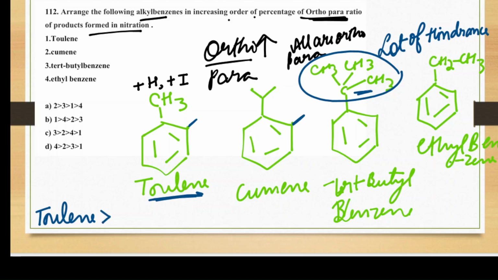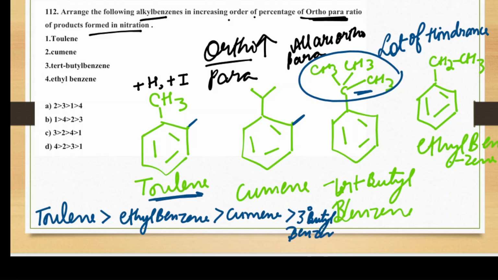So the ortho product will be formed in this molecule, followed by ethyl benzene, which is the next bulky one compared to methyl. Next we have cumene, which contains the isopropyl group, with a bit more hindrance compared to the ethyl substituent, and least will be the tertiary butyl benzene, the most hindered one. In this case the ortho-para product ratio will be the least.